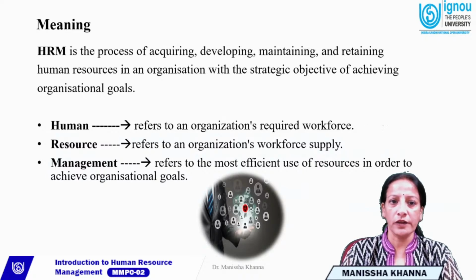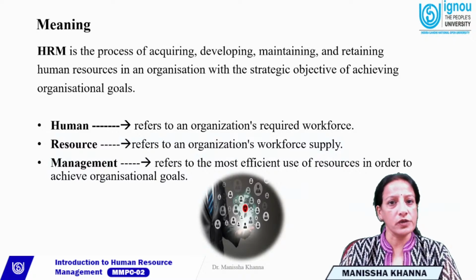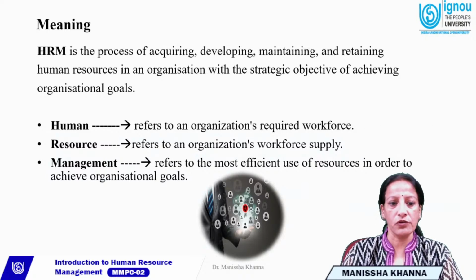It is actually acquiring, developing, maintaining, and retaining human resources in an organization with a strategic objective of achieving organizational goals. When we bifurcate HRM, H stands for human. Human refers to the organization's required workforce. Resource is workforce supply, and the management refers to the most efficient use of resources in order to achieve organizational goals.